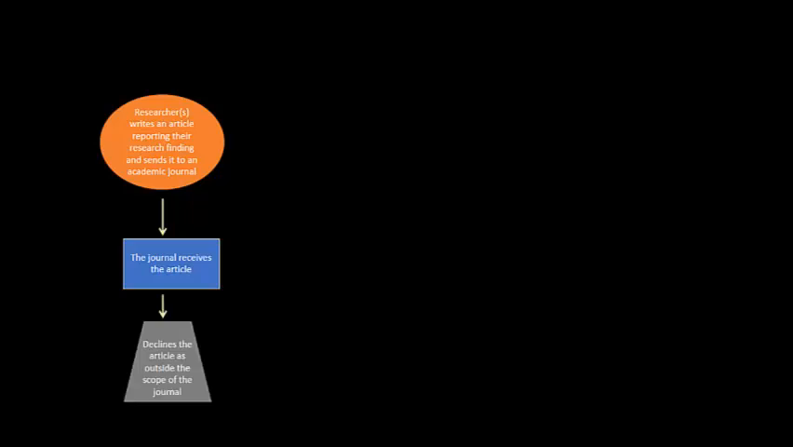Back to the process, the journal will receive the article. Now, the journal will do one of two things. They might decline the article immediately as being outside the scope of their publication, which means it's not really what they normally publish. If they decline the article, the researcher could still submit to other journals. The journal's other possible response is to send it to a group of peers in the field for review. So, an education journal would send the article to education experts, a nursing journal would send it to nursing experts, and so on and so forth.